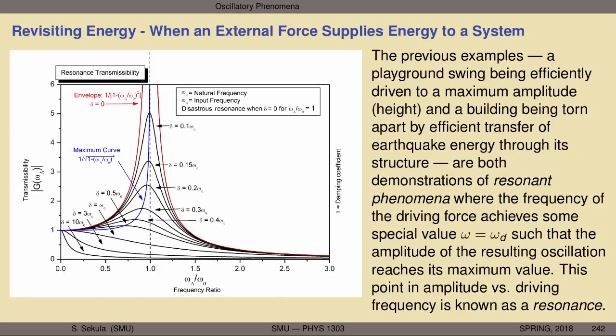So what's going on? In these previous examples, the playground swing, for instance, being efficiently driven to some maximum height, some maximum amplitude, or a building that winds up getting ripped apart because the transfer of energy through the oscillatory motion, the driven oscillation from the ground shaking, is at some sweet spot that rips the materials of the building apart. These are both demonstrations of resonant phenomena.